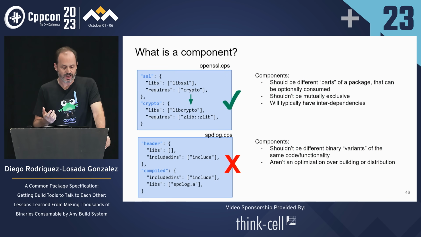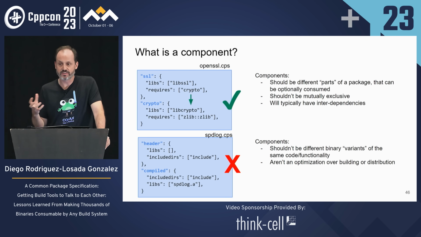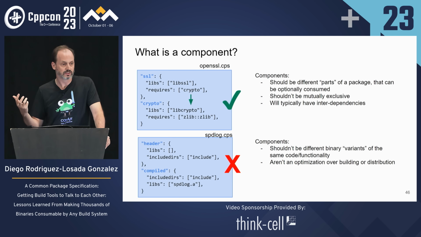So what is a component? A component is a part of the package. It's a part of the package that can be optionally consumed or not. They shouldn't be mutually exclusive. You should be able to use all components in a package together. Okay? And they will typically have some interdependency. On the other hand, components shouldn't be different binary variants of the same thing. Okay, that's a different package. That's not a different component inside the same package.